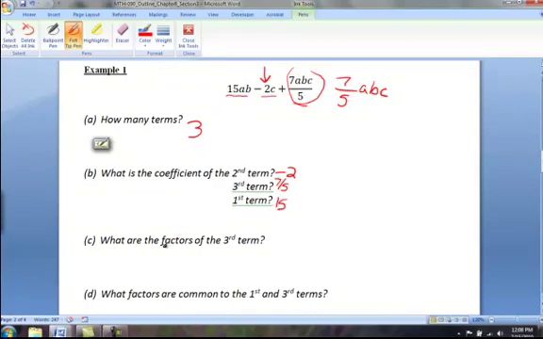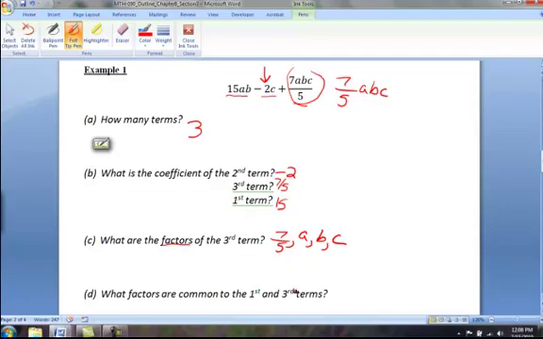Now I ask you about another definition right here. What are the factors of the third term? Remember, factors are what's being multiplied together. So the factors of the third term would be the 7/5 times the A times the B times the C. So the factors of the third term are 7/5, A, B, and C. We put commas because we're listing the separate factors. So those are all the factors of the third term.